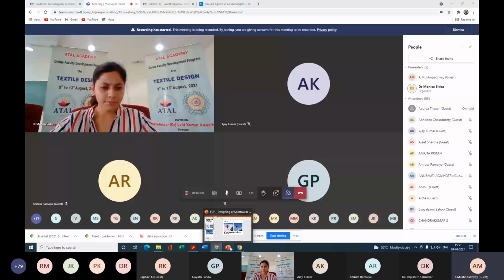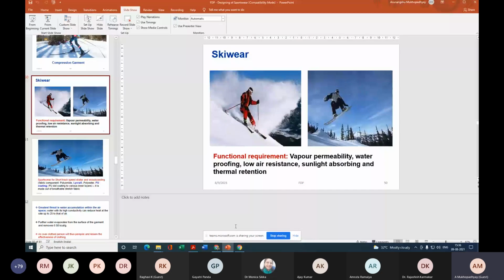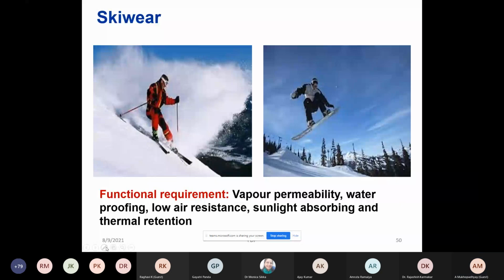Now, if you look at ski wear, again you can see the requirement is vapor permeability. This is one. Waterproofing is another. Vapor permeability is easy to achieve, but in most cases it comes with waterproofing. Waterproofing means it will not allow the water to penetrate, but it will allow the vapor to pass through. So this is a challenging task, because that's why the membrane is made in such a way that it will allow the vapor to pass through, but it will not allow the wind or the water to penetrate inside.